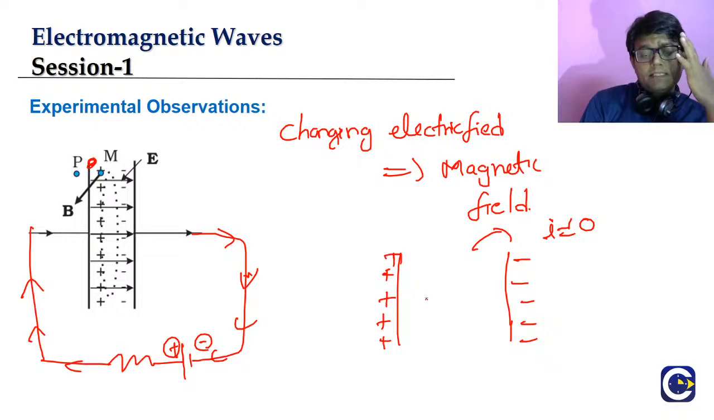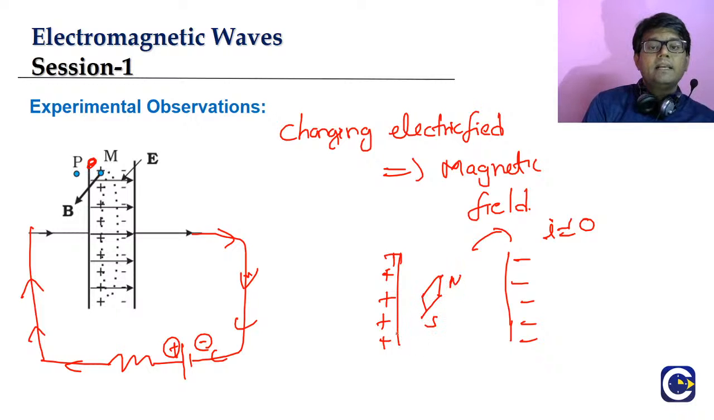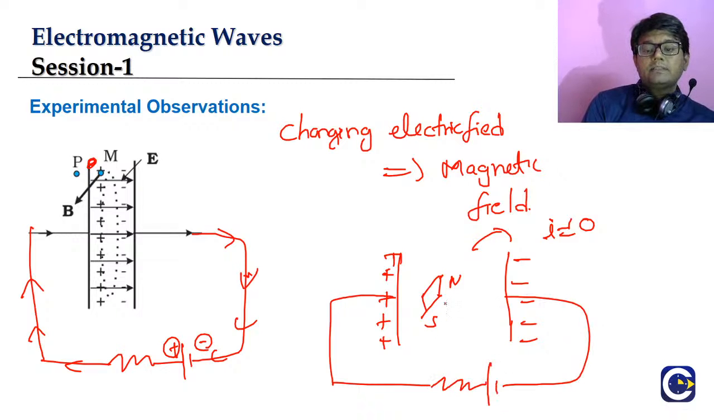But what is observed is, if you keep a simple magnetic needle in between the two plates, the moment you connect this capacitor to the battery, people started seeing that the magnetic needle is actually deflecting. So when would the magnetic needle deflect? It will deflect only when there is a magnetic field. This is an observation that we have seen in other experiments also.